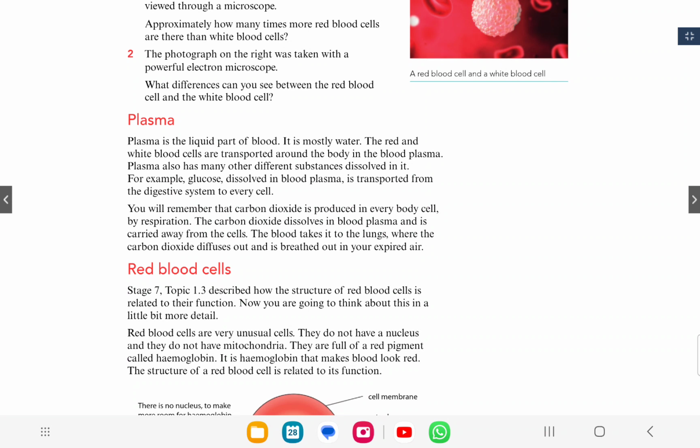You will remember that CO2 is produced in every body cell by respiration. The CO2 dissolves in blood plasma and is carried away from the cells. The blood takes it to the lungs where the carbon dioxide diffuses out and is breathed out in your expired air.